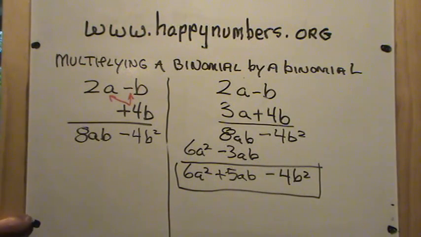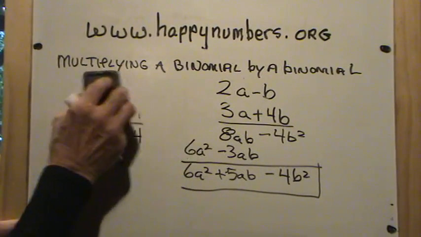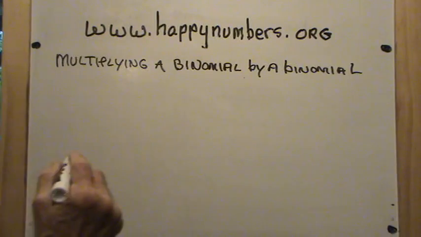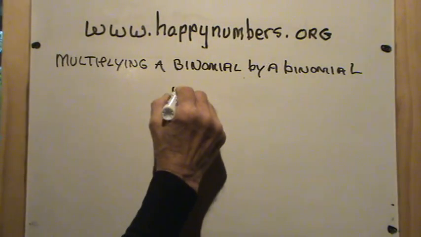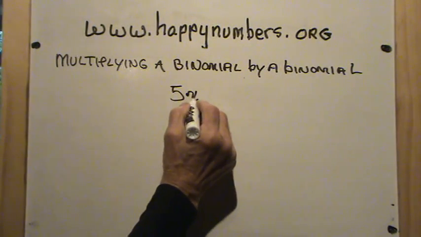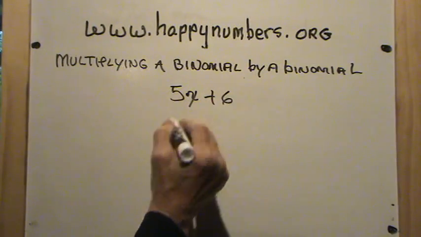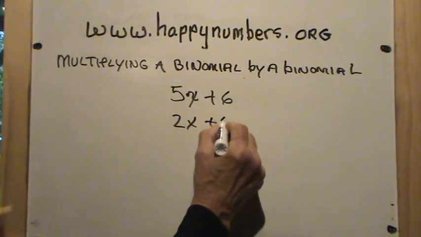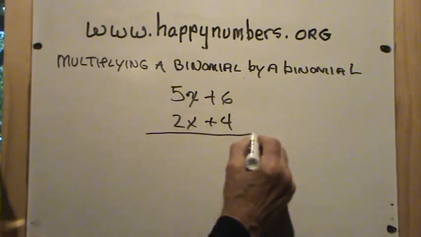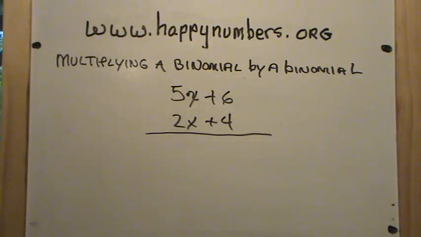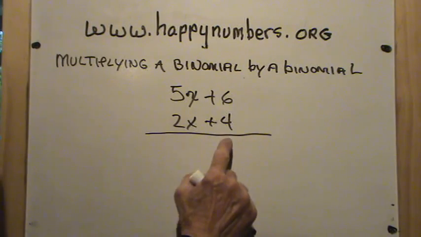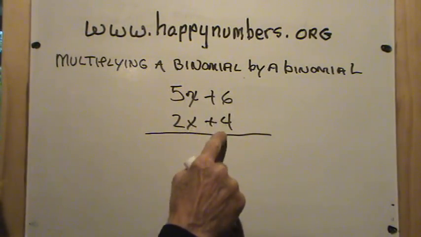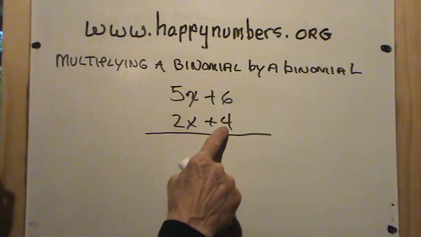Okay, let's take a look at a couple of problems here. And then I'll give you some to do on your own. Let's take this binomial, 5x plus 6, and 2x plus 4. We have all positive numbers here. Make it easy for the first time. Okay, so we know we multiply both terms in the top binomial by the first term in the bottom binomial.